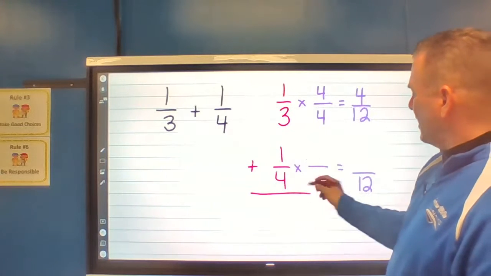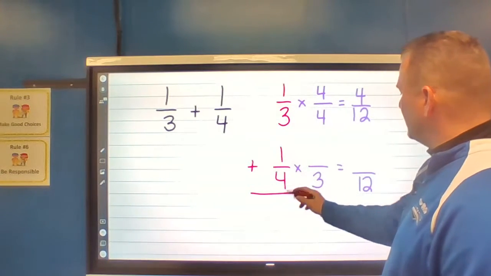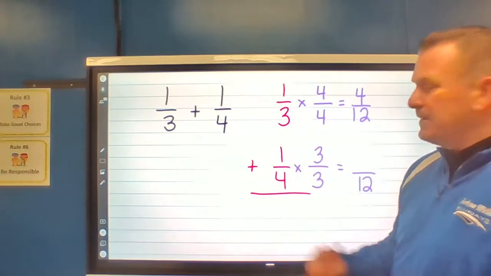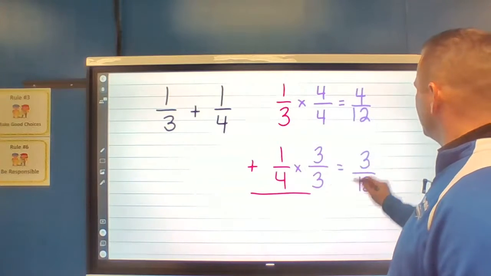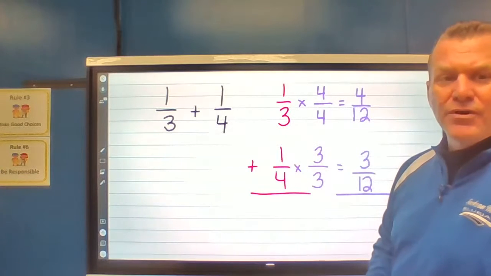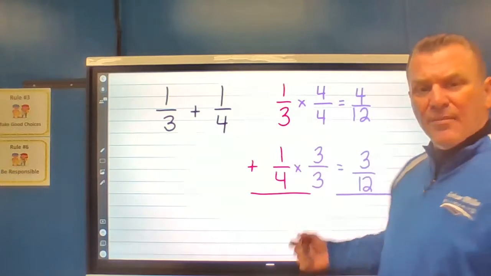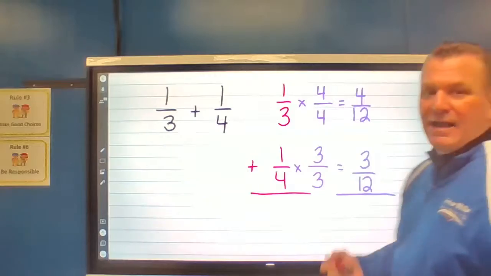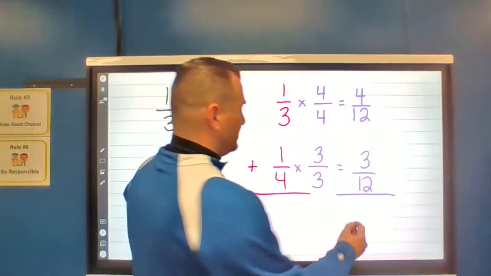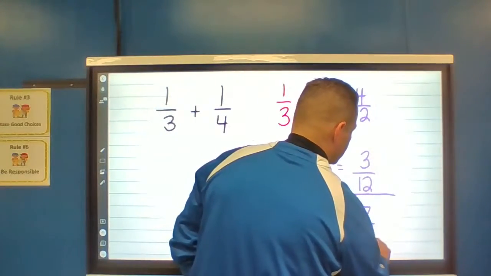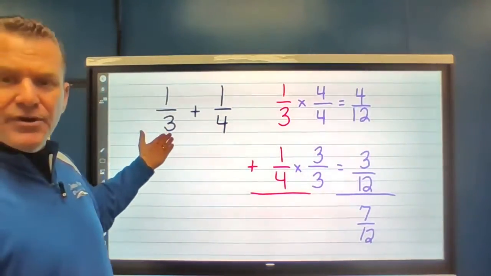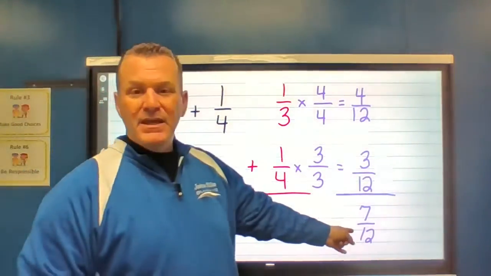Down here, I would multiply 4 times 3 to get me to 12. And whatever I do on the bottom, I do on the top. And 1 times 3 is 3. So now by creating equivalent fractions for 1/3 and 1/4, I have a new problem to where now my denominators are the same and I can add them through. So 4/12 plus 3/12 would give me 7/12. And that would be my answer, 7/12. So 1/3 plus 1/4 is 7/12.